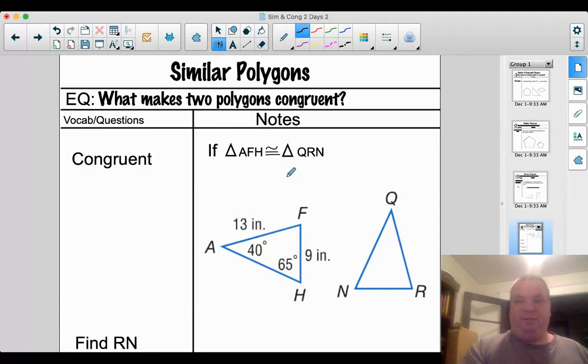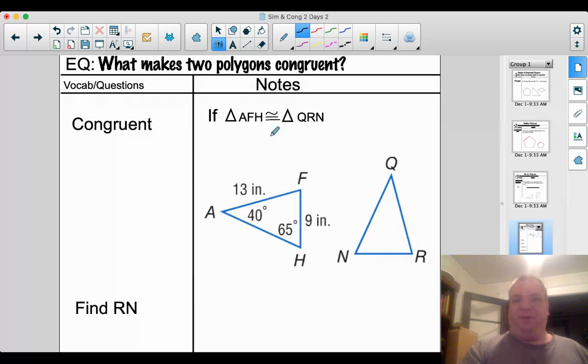Something that's true about a statement like this is the triangles are going to be named using things that match up in the same order. So if A is first here and Q is first here, that means A and Q correspond. F is in the middle, R is in the middle, that means F and R correspond. And H and N are both at the end, so they correspond. So that's another way you can figure out what lines up with what if you can't picture it turning. A is going to match up with Q, so Q is going to go there. F is going to match up with R, and H matches up with N, like we said.